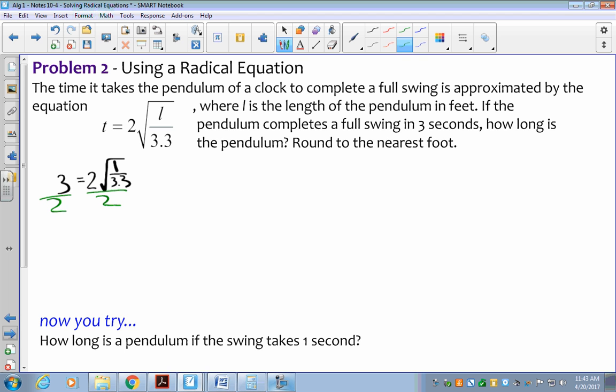Now, Paisley, I know this by heart, but do you know what 3 divided by 2 is by heart? What is 2 divided by 2? 1. And then what is 1 divided by 2? 1/2. So 3 divided by 2 is 1 and 1/2.